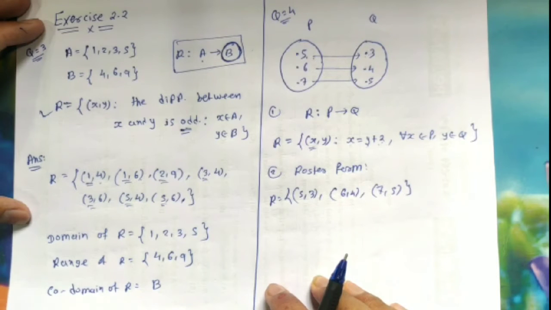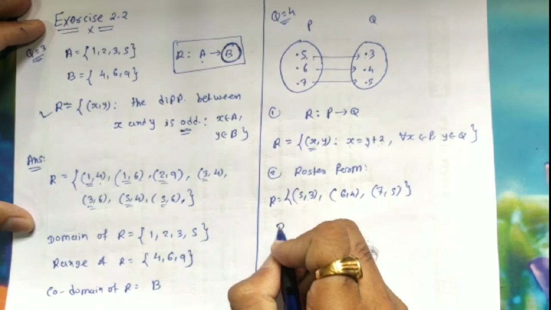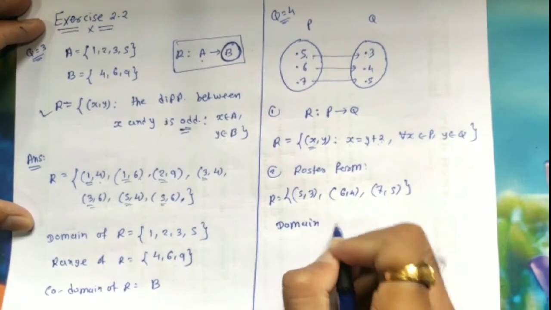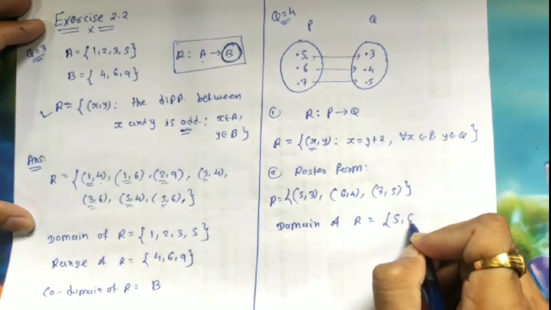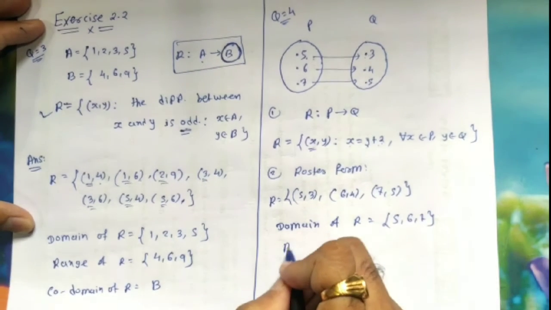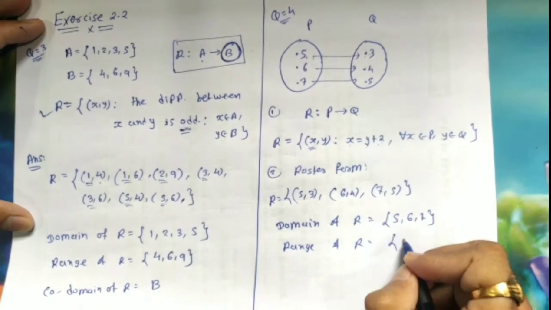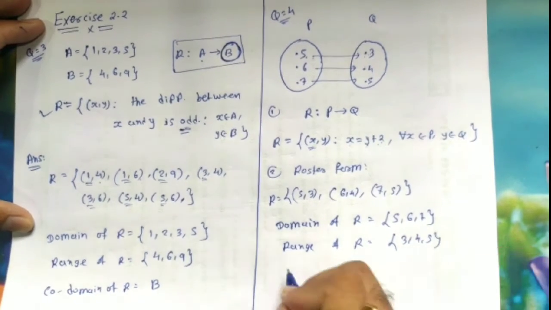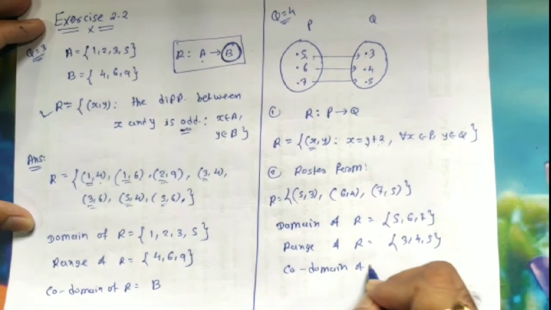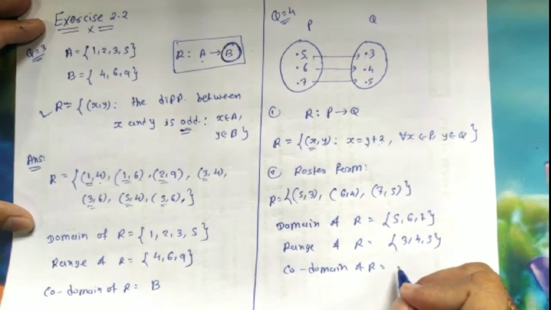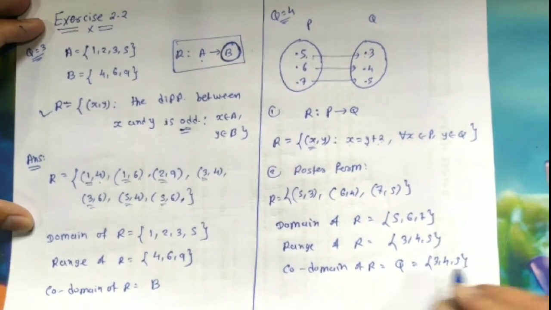Done. What is the domain and range? You have to find the domain and range. So domain of R, यहाँ पर दिख रहा है 5, 6, 7. Range 3, 4, 5. Codomain. What is the codomain? Set Q: 3, 4, 5. Clear?